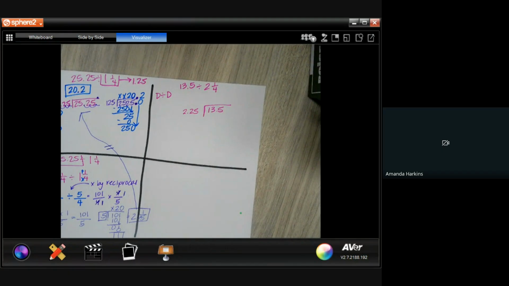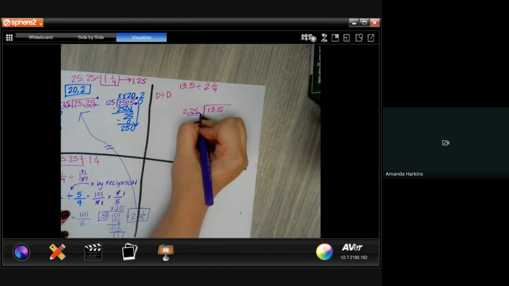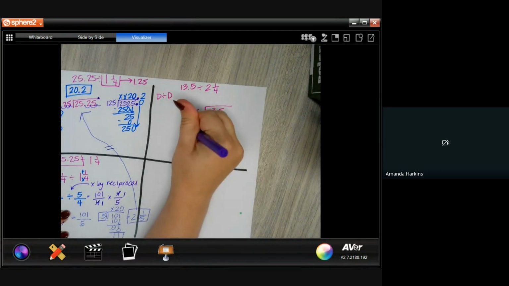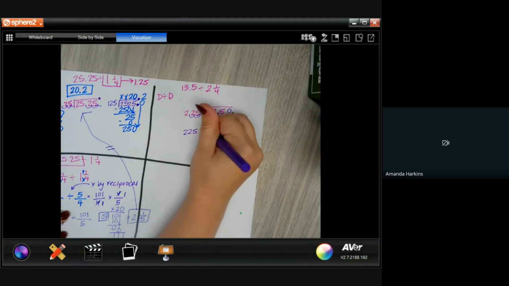Remember, I cannot have decimals on the outside. So I'm going to move my decimal places 2 times so I don't see them anymore, right? So that I can make a whole number. So this makes 225. And so whatever I do on the outside, I need to do it to the inside. So I'm going to move it 1, 2. So this makes 1350.